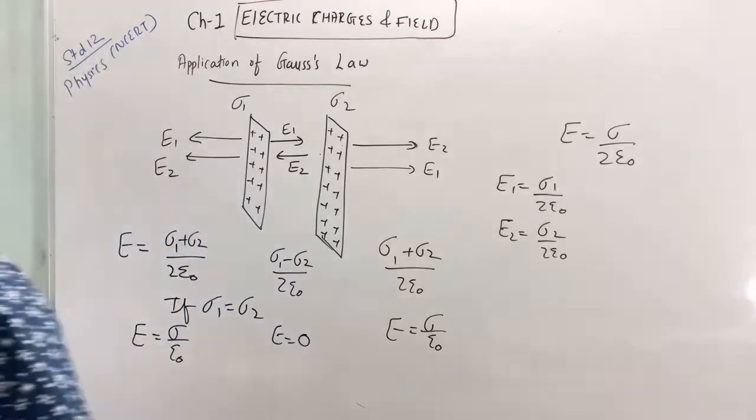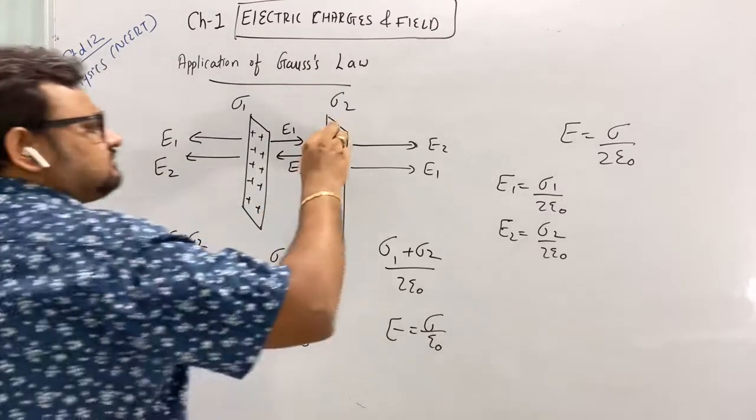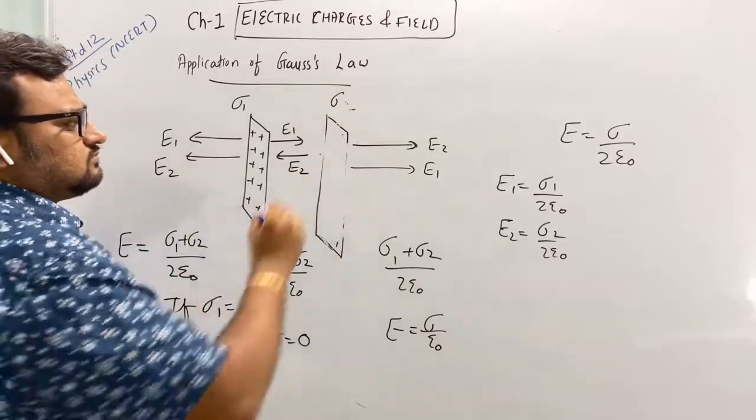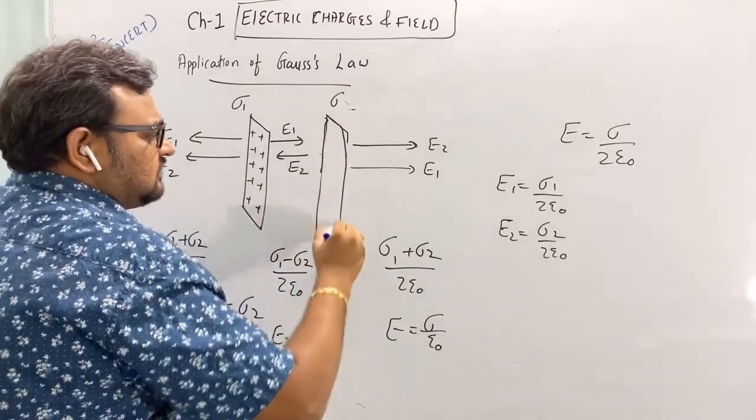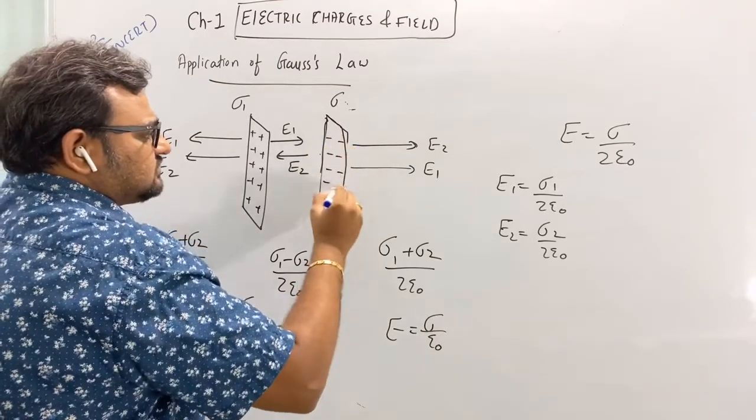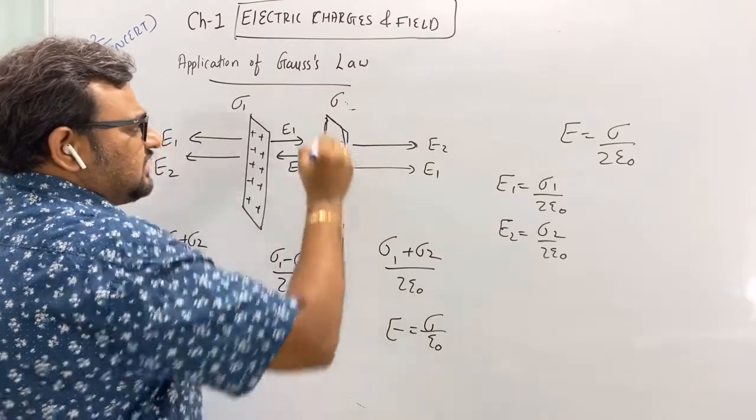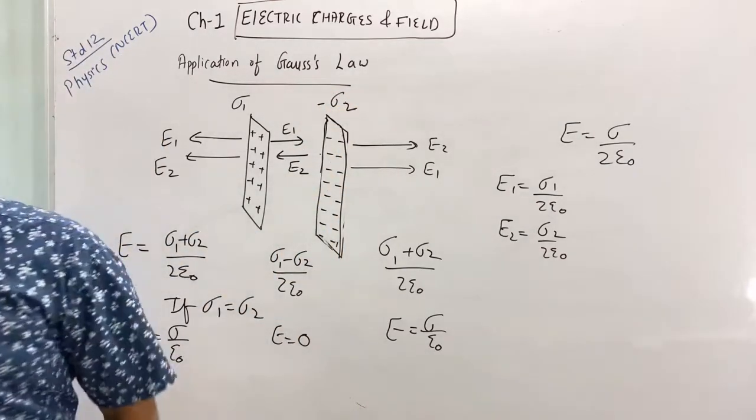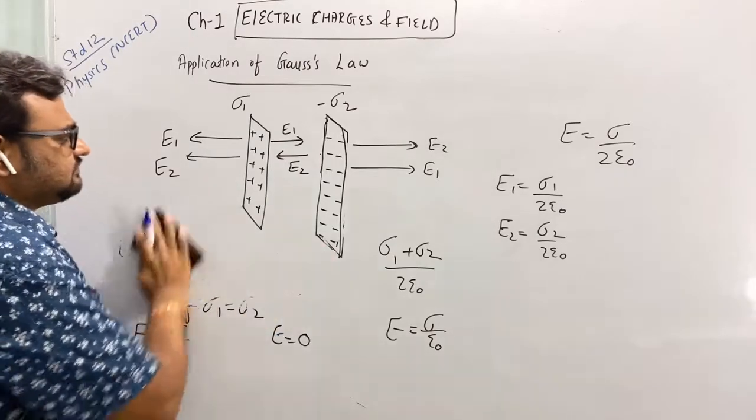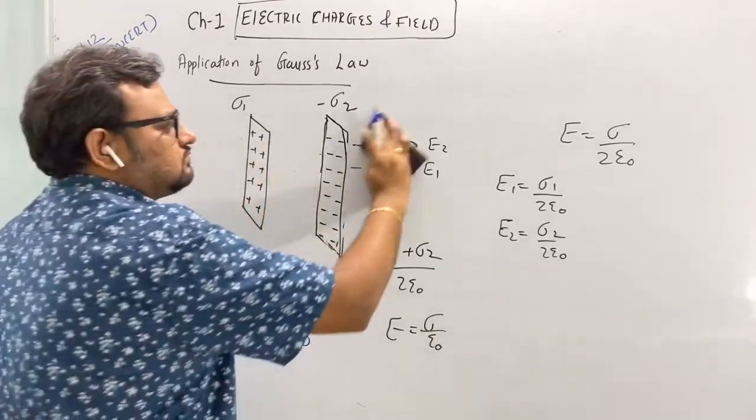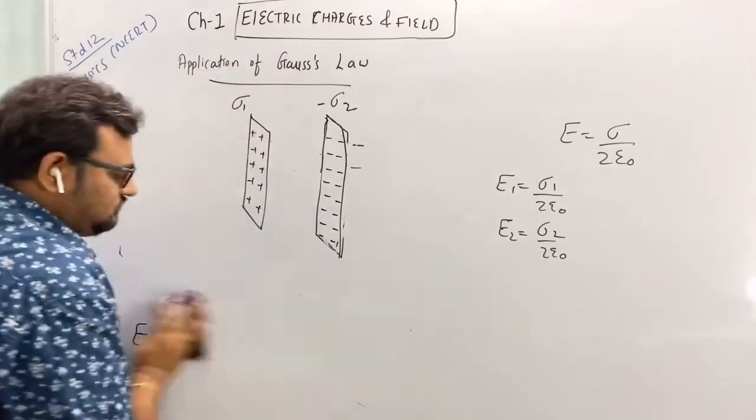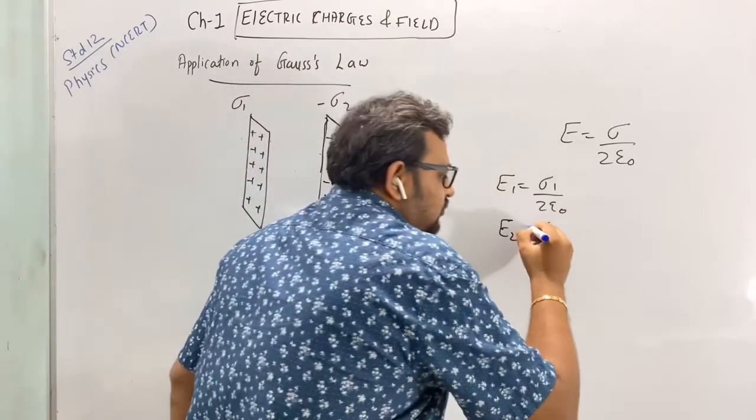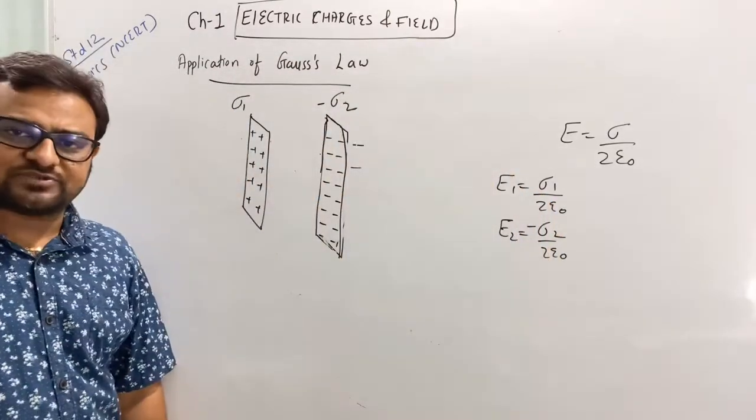But now, if we take the reverse case, meaning one positive and another negative, let's take it. Now, if this was negative charge, then it will be minus sigma 2. Clear? So again, now see what will happen. The electric field due to plate 1 will be sigma 1 by 2 epsilon 0, and due to plate 2 will be minus sigma 2 by 2 epsilon 0.